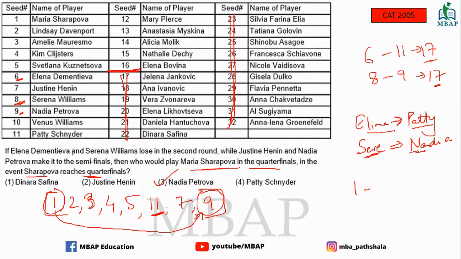So we do not have to arrange them according to seed numbers. The question is not asking you to arrange anything. The question is only asking who is going to play against Sharapova in the quarterfinals. Okay, Akhil, so that's what the question is. In this case, Akhil, what you see here, I have put down the 8 teams which are going to go for the quarterfinals.